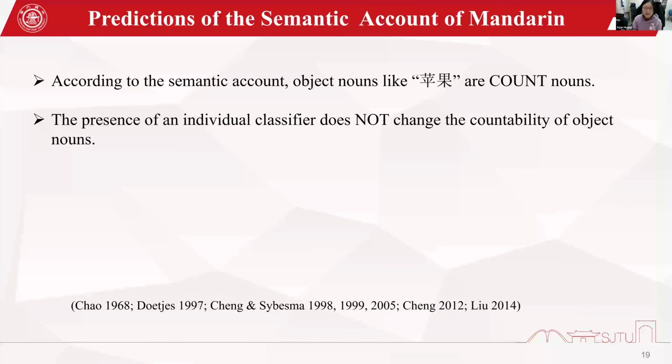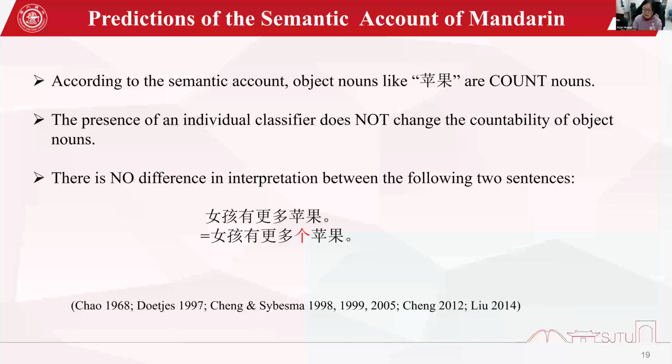According to the semantic account of Mandarin, we have these predictions. Object nouns like 苹果 are count nouns. So the presence of individual classifiers does not change the countability of these object nouns. There's no difference according to this account for sentences like 女孩有更多苹果 versus 女孩有更多个苹果. So this semantic account would predict there's no interpretive difference between these two sentences, which is not true according to our experiment. We'll report it later.